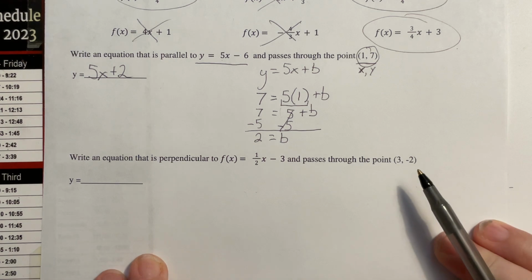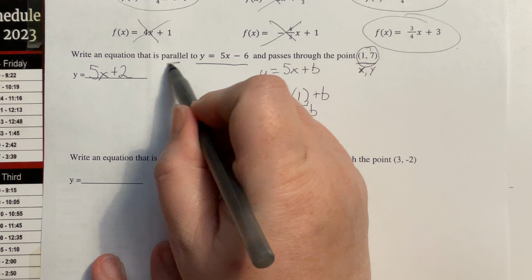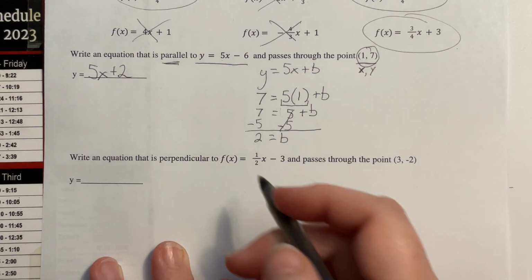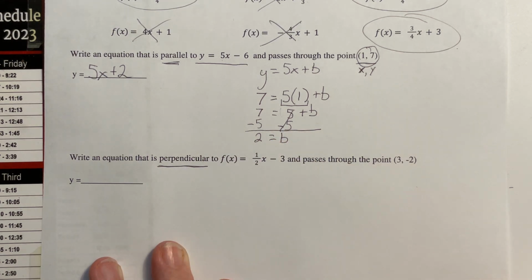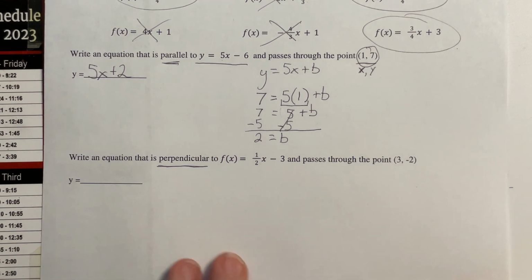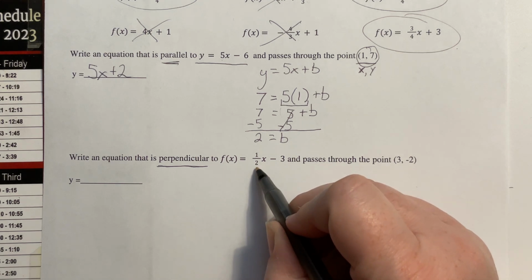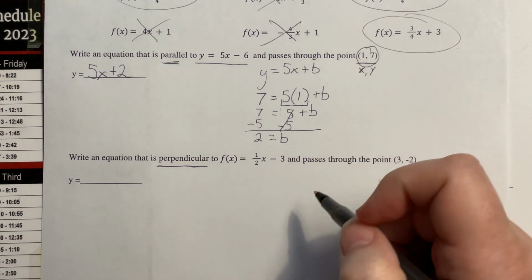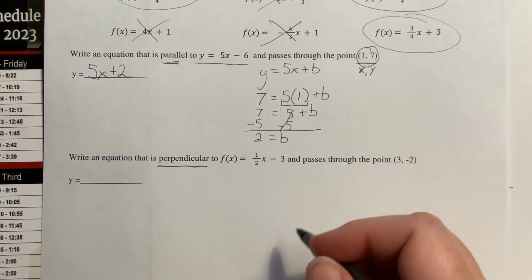Okay, let's try something a little bit different. Now this one is kind of the same, except now we're not looking for a parallel line, which has a slope that's exactly the same. Now we want a perpendicular line, okay? Now, perpendicular lines are different. The slope is not the same. The slope is the opposite of the reciprocal. There. Everyone was just like, I'm sorry, what? Okay, so here's what that looks like.